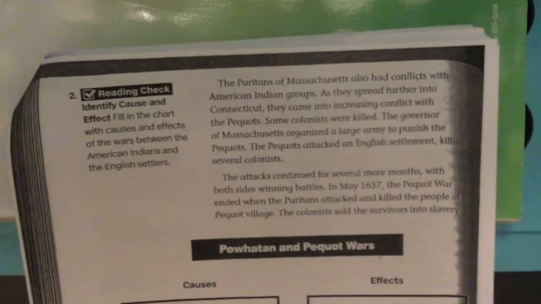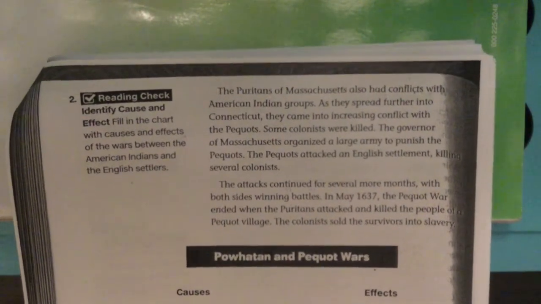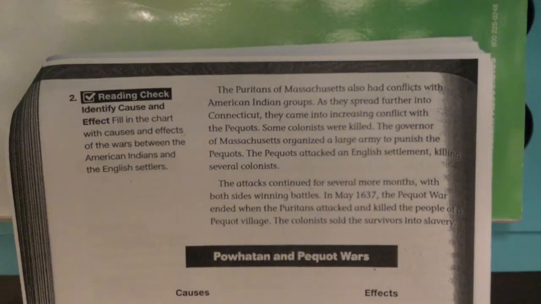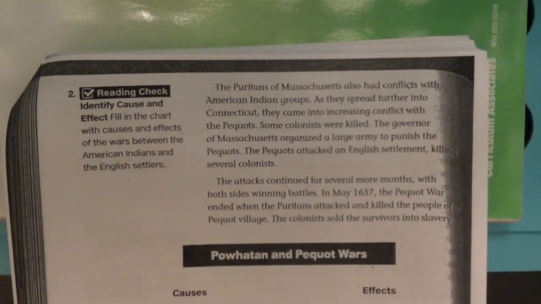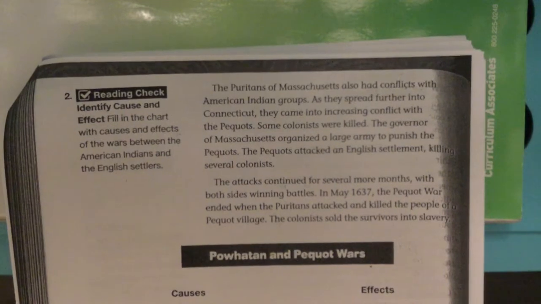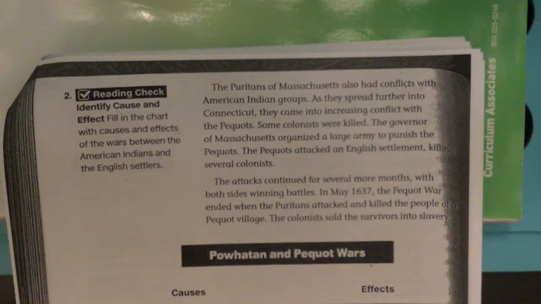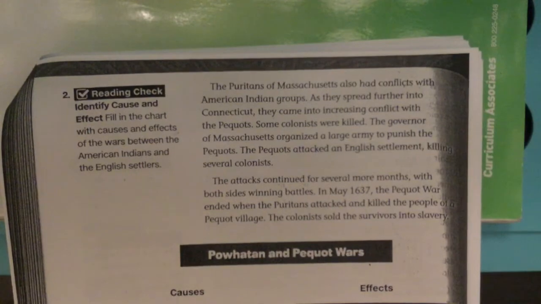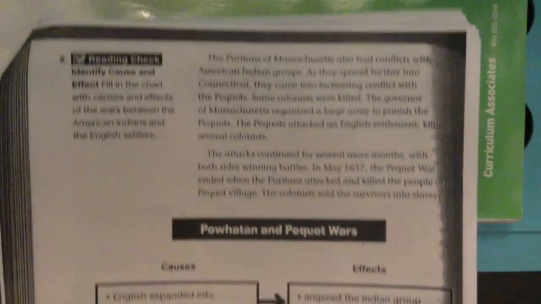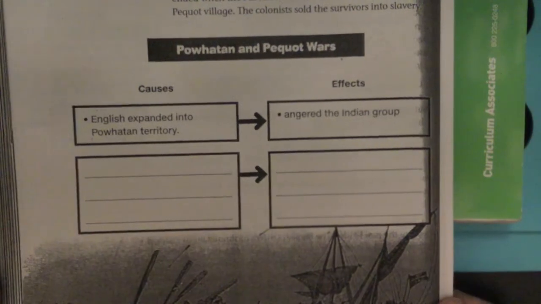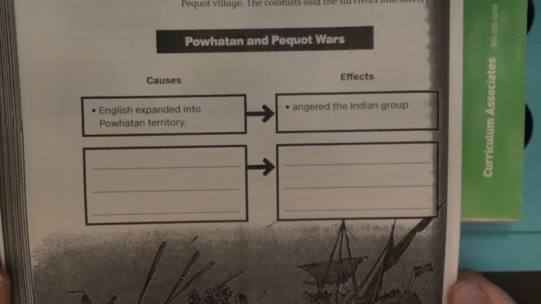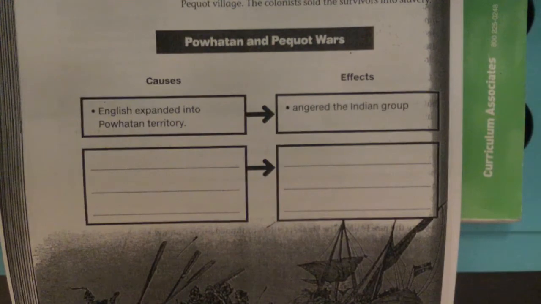Our second reading checkpoint is requiring us to identify a cause and an effect. Now remember, a cause is what happened and the effect is what happened as a result of the cause. So we have to fill in the chart with the causes and effects of the wars between the American Indians and the English settlers. So if you look, it has the 2 wars listed as the title. So one cause they gave you was that the English spread into Powhatan's territory. And the effect was that this angered the Indian group.